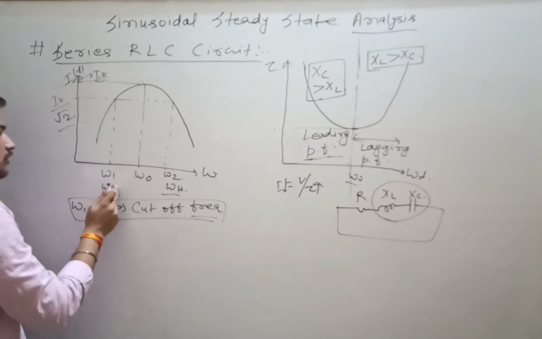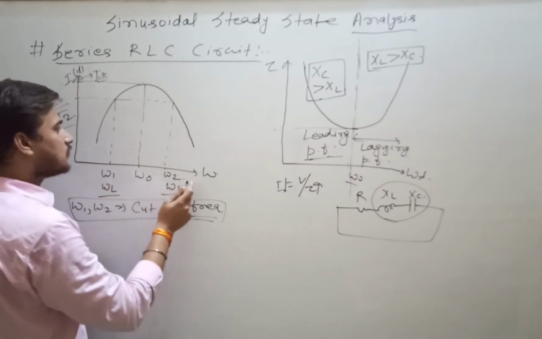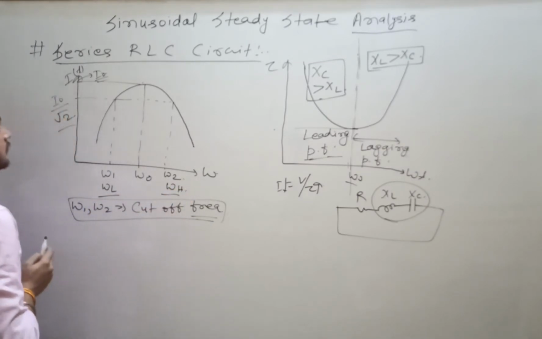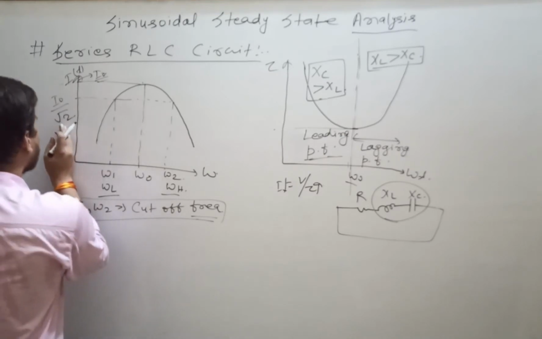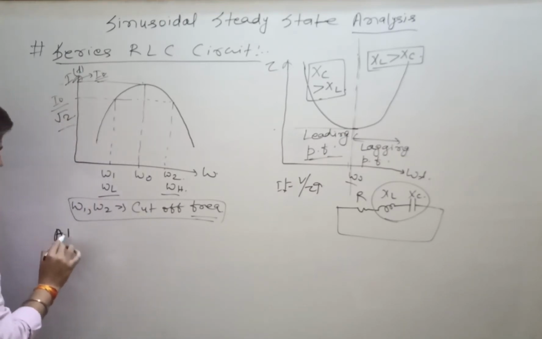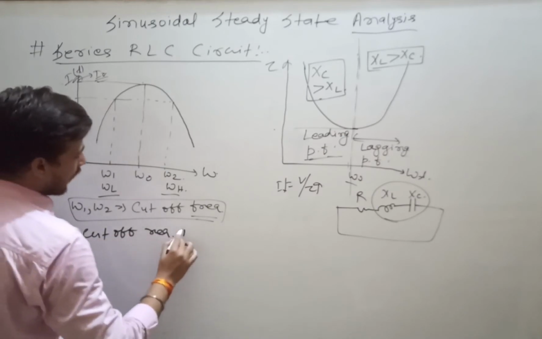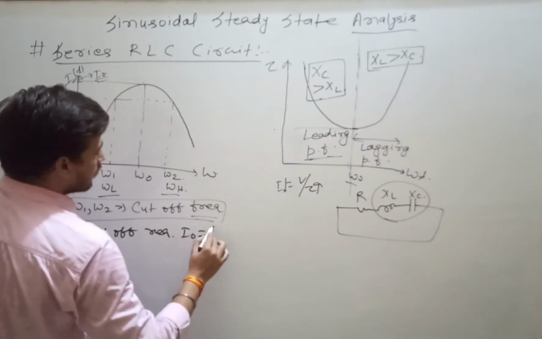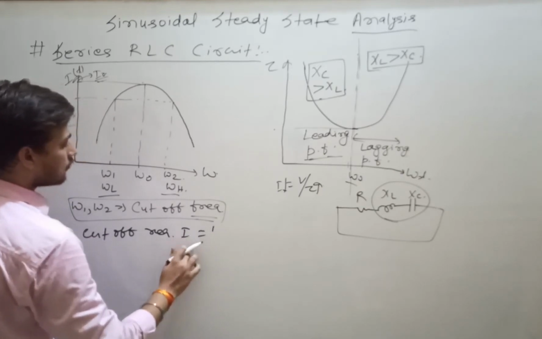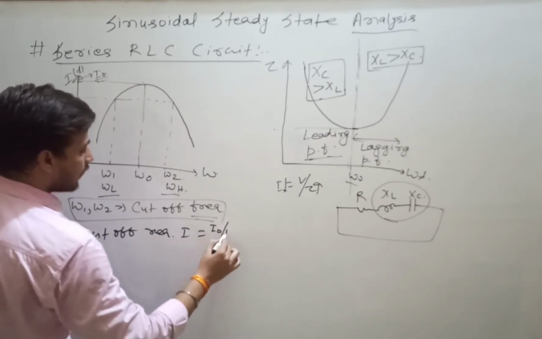This is the lower cutoff frequency, and omega H is your higher cutoff frequency. Clear? So at cutoff frequency, the current is equal to I naught divided by root 2.